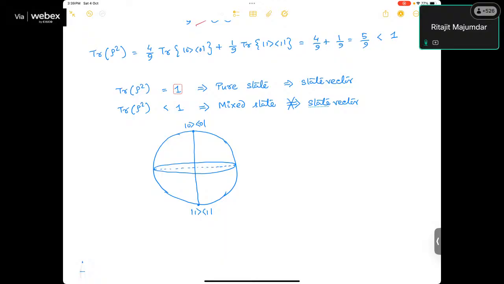In the equatorial plane, say this is the z-axis, the 0, 1 is the z-axis. Then the x-axis looks like this, and the x-axis has plus and minus. So plus is (|0> plus |1>)/root 2, minus is (|0> minus |1>)/root 2. And this axis is plus i and minus i, the eigenstates of the Y matrix. So this is what the entire Bloch sphere gives us. If it is a pure state, it belongs to the surface of the Bloch sphere.